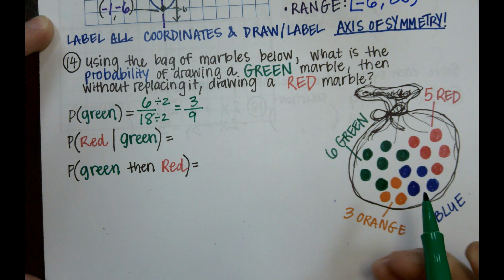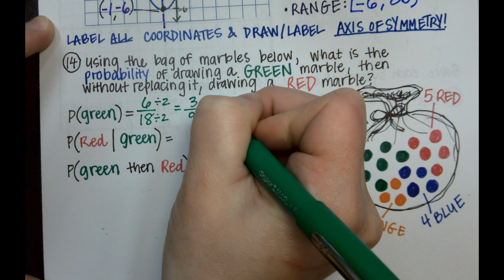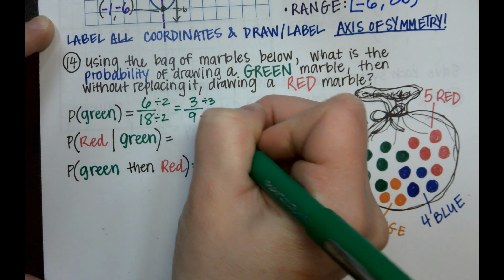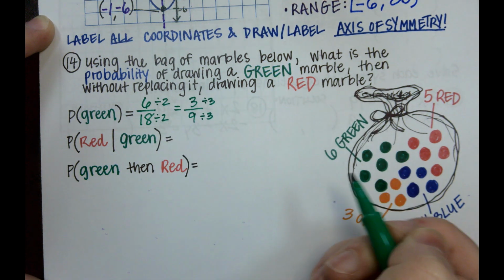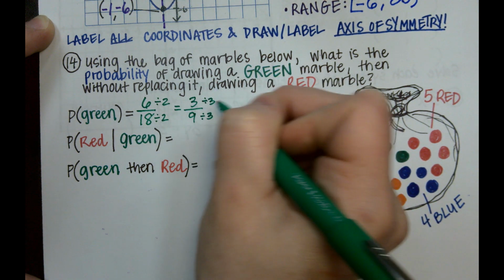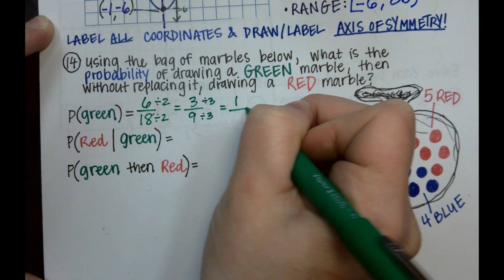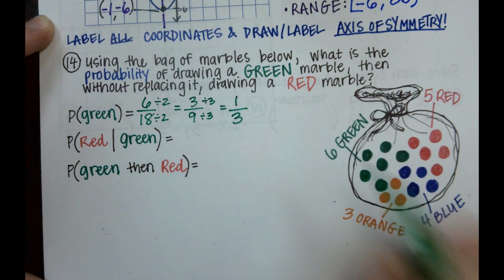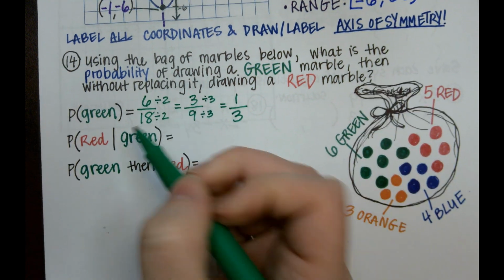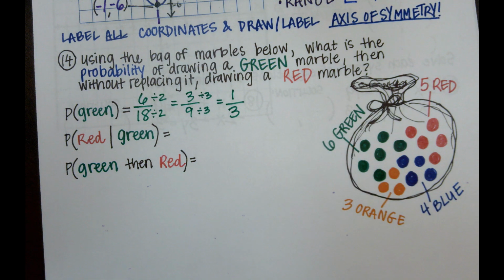Could we simplify more? Yes. We could divide both by 3. So you could have divided by 6 in the beginning, but that's okay. 3 divided by 3 is 1. 9 divided by 3 is 3. So 1/3 is the probability of drawing a green.